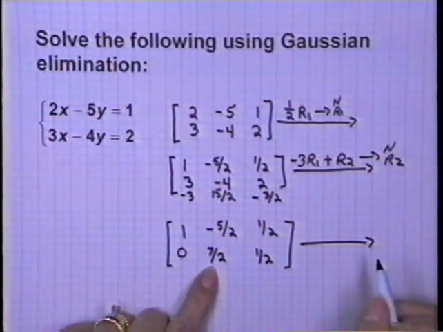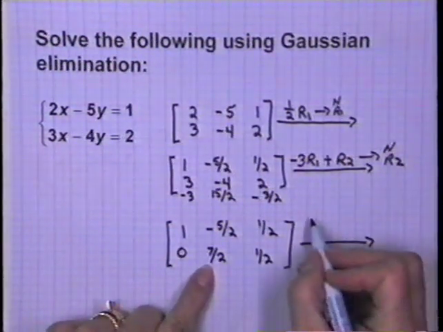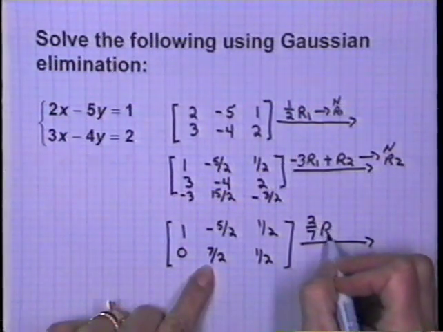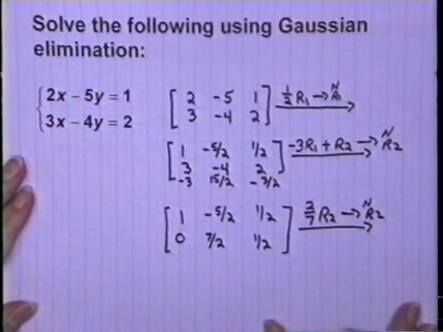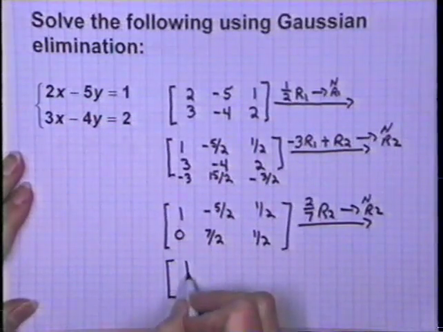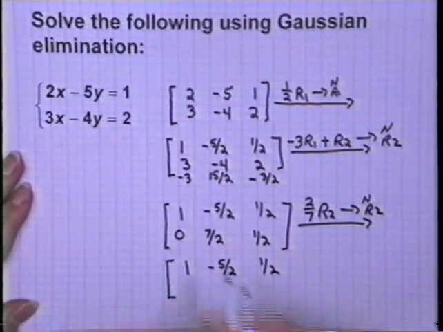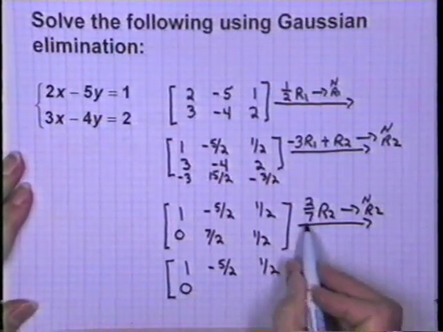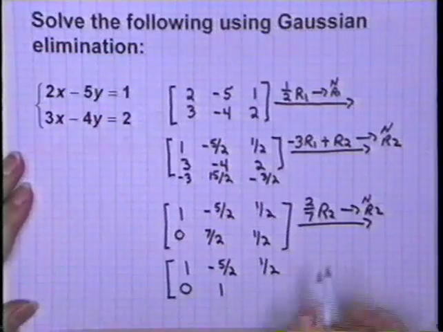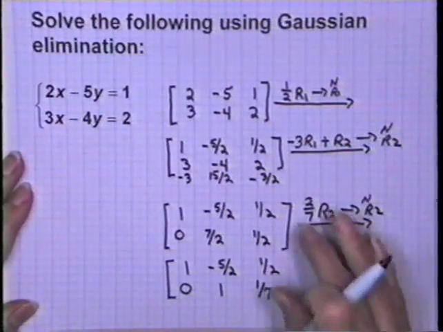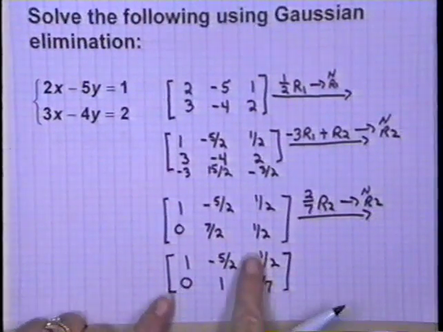So what do I need to multiply times 7 halves to give me a 1? It needs to be the reciprocal of 7 halves, doesn't it? So I need to multiply 2 sevenths times row number 2. That becomes my new row number 2. So again, row 1 is not changing: 1, negative 5 halves, 1 half. If I multiply 2 sevenths times 0, I get 0. 2 sevenths times 7 halves is 1. And 2 sevenths times 1 half is going to be 1 seventh. If you need to go to scratch paper, do you see your 2's are going to cancel? 1 seventh.